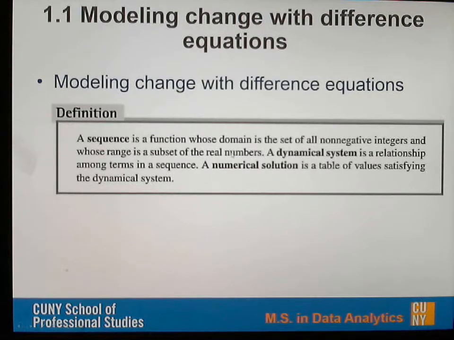Modeling change with difference equations. A sequence is a function whose domain is the set of all non-negative integers and whose range is a subset of the real numbers. A dynamical system is a relationship among terms in a sequence. A numerical solution is a table of values satisfying the dynamical system. This is not new; I don't think it's new for everybody.